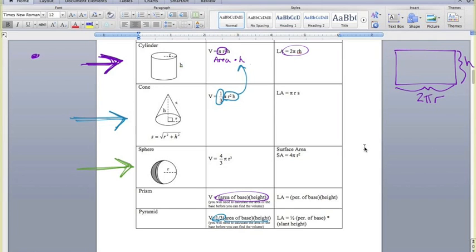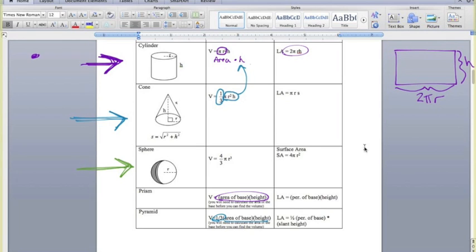The volume formula does need to be memorized, 4/3 pi r cubed. I don't have any nifty memory tricks for you. I can't really show you where it comes from without calculus, so you're just going to have to go with that one and put it on a flashcard and learn that one. 4/3 pi r cubed. Surface area, you do not need to have memorized. It is 4 pi r squared.